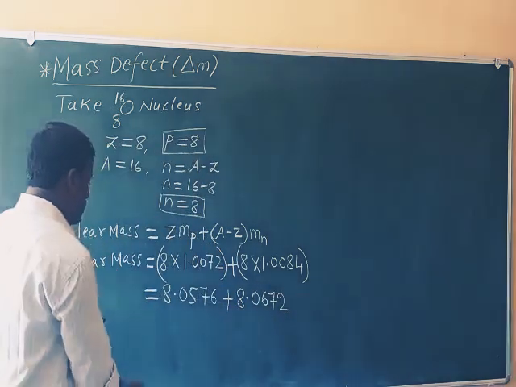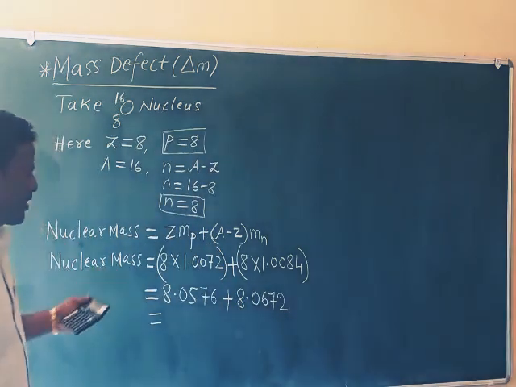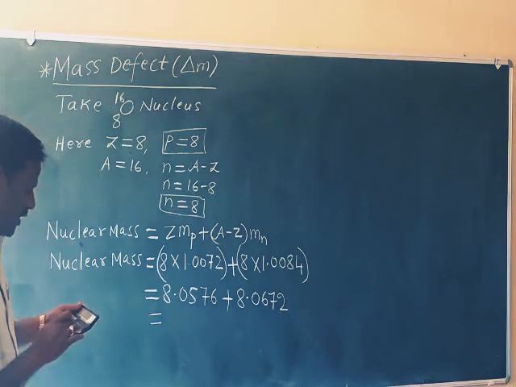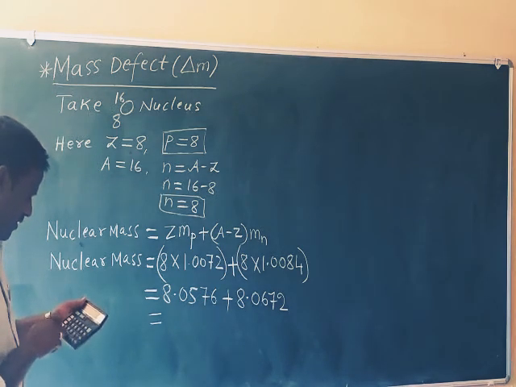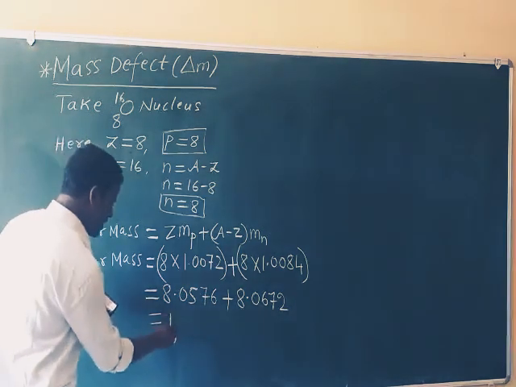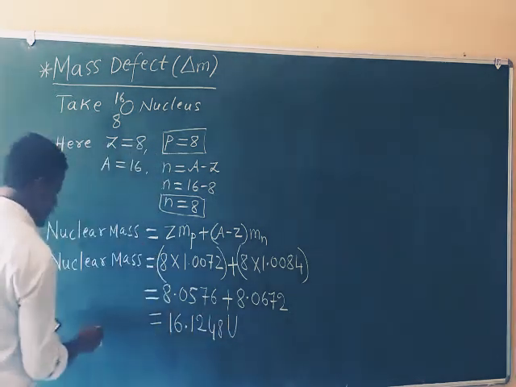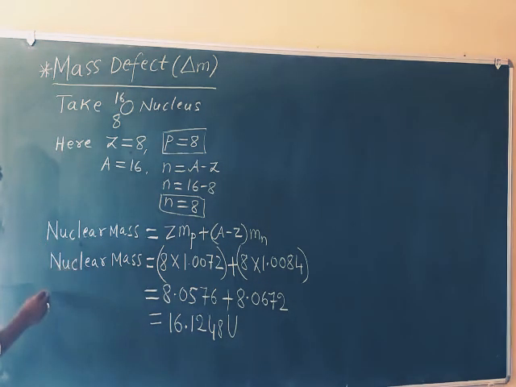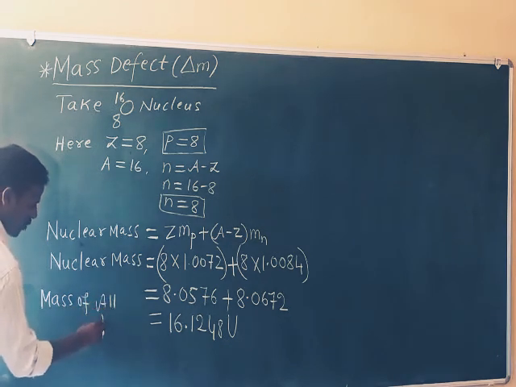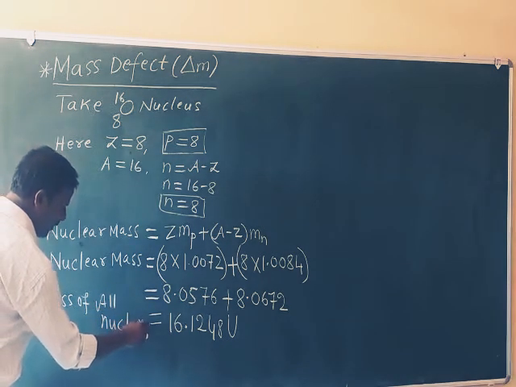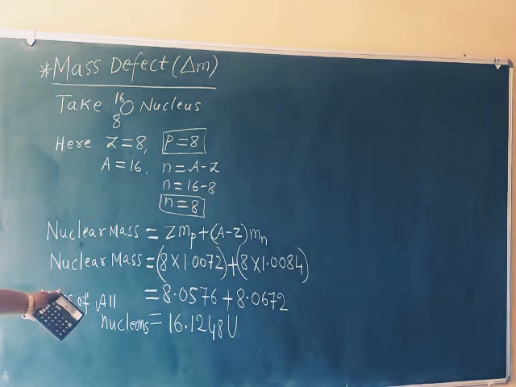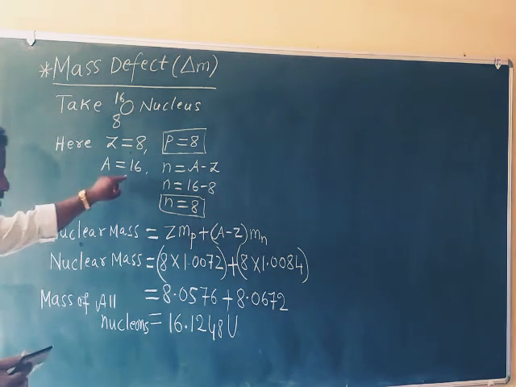So here nuclear mass, that is mass of all protons and mass of all neutrons, equals 8.0576 plus 8.0672. Add the two, and it comes to 16.1248 units. So here the mass of all nucleons is 16.1248.